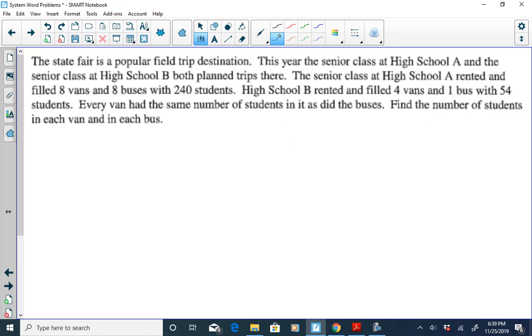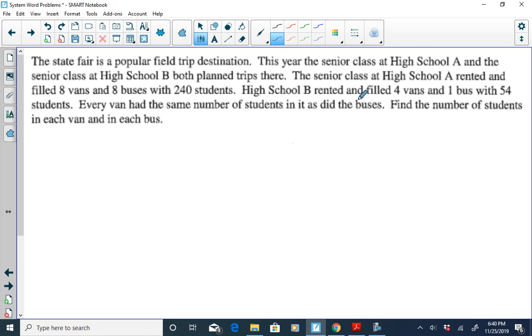The State Fair is a popular field trip destination. This year, the senior class at High School A and the senior class at High School B both planned trips there. The senior class at High School A rented and filled 8 vans and 8 buses with 240 students. High School B rented and filled 4 vans and 1 bus with 54 students. Every van had the same number of students in it as did the buses. Find the number of students in each van and in each bus.